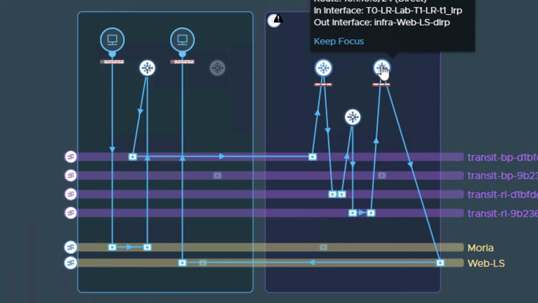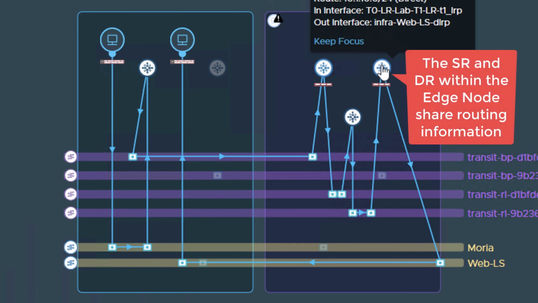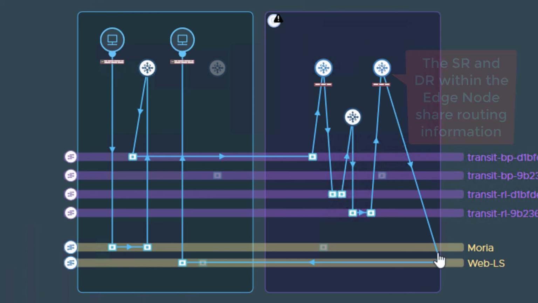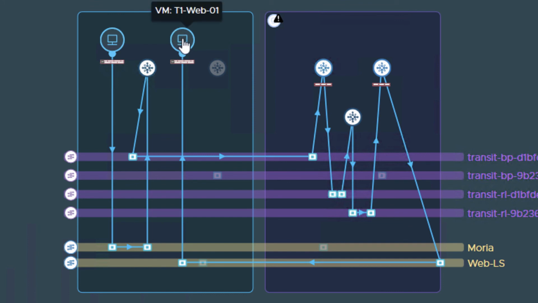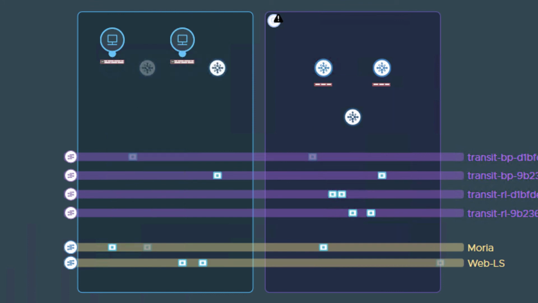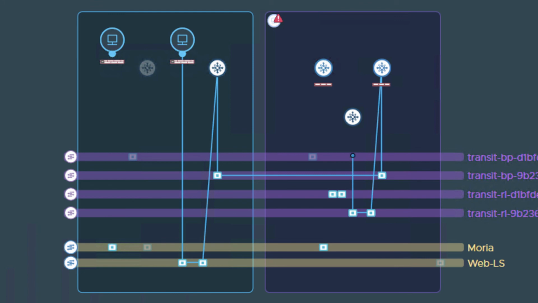Now, Tier 1 SR and DR work together and share their routing information, so it knows that the connection will go directly to the logical port on the web tier logical switch. And then it forwards that traffic to Web 1. If I reverse this path, it pretty much mirrors. It's going to go DR to SR, SR to Tier 0, Tier 0 to SR, and deliver.